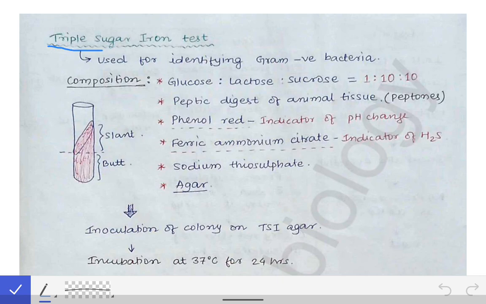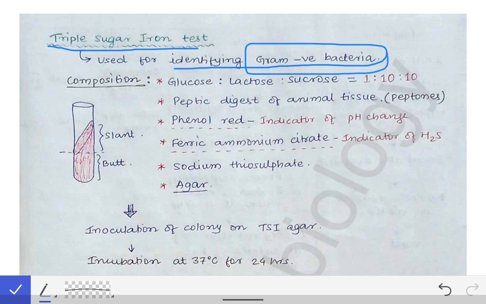So what is the importance of the triple sugar iron test? The importance of the triple sugar iron test is that it is used to identify gram negative bacteria. Specifically, to differentiate between the different types of gram negative bacteria, we use this triple sugar iron test.